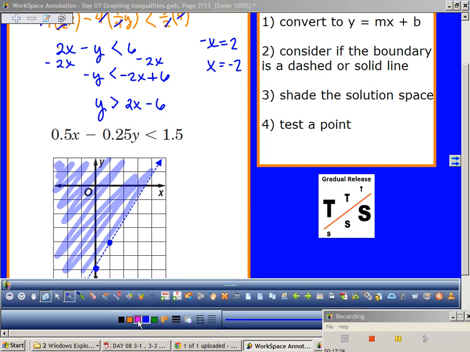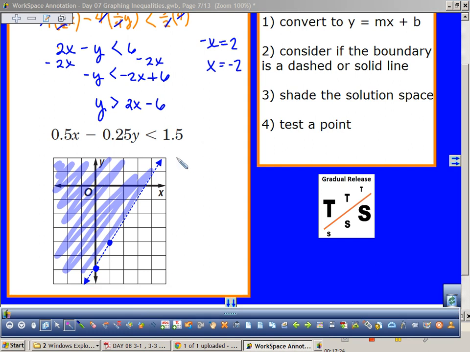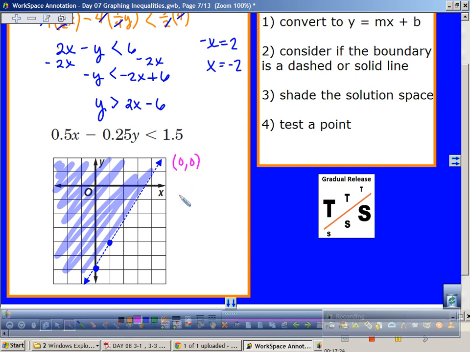This time I'm going to test, what point is this? 0, 0, right? All right, so no state secret, right? When I plot 0, 0, I'm either going to get a true or a false statement. True. Right? If you're at 0, 0, that's part of my solution, correct?